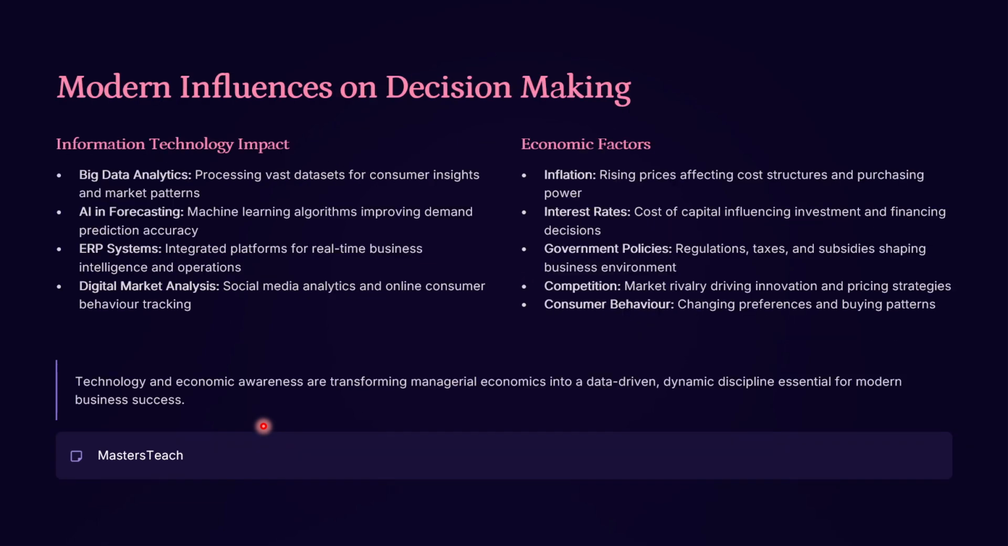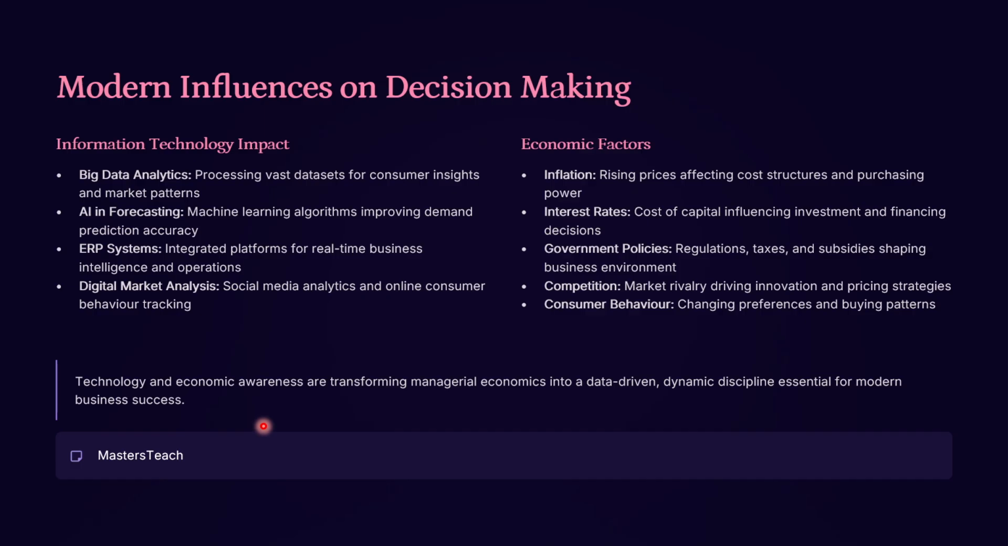So in the modern way, how are decisions influenced? One is information technology, the second one is economic factors. How does information technology have an impact? They get big data analytics, so they can process huge data and get consumer insights and market patterns.